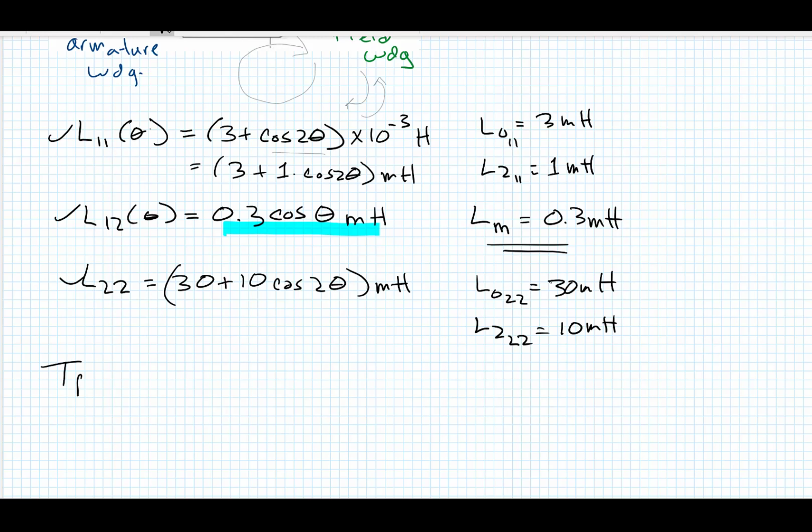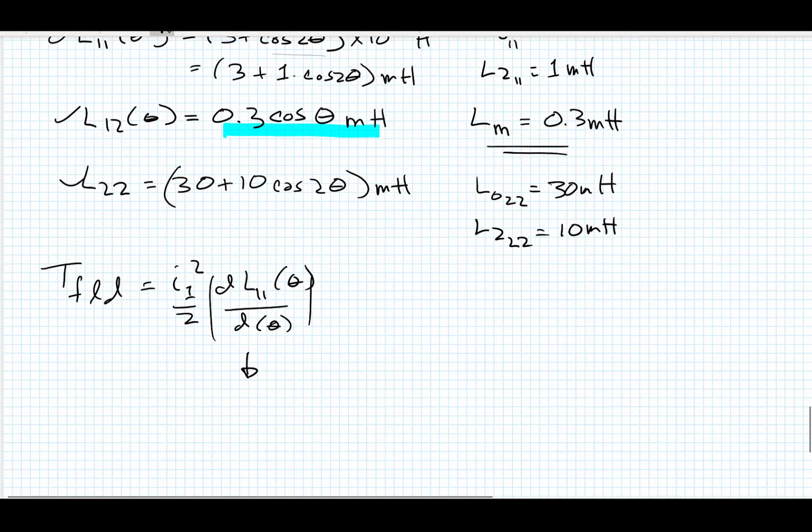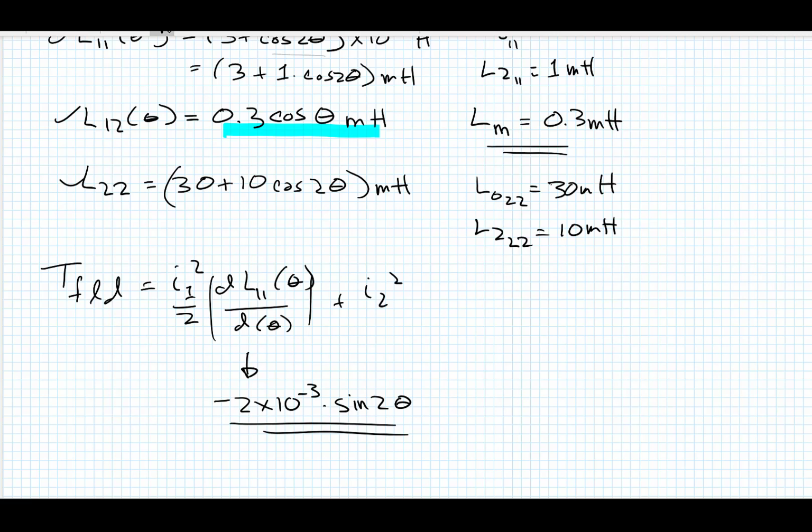So the torque expression here ends up being, since you were given the inductances and both of the currents, I1 squared over 2 times the derivative of this, which ends up being, for example, minus 2 times 10 to the negative 3 sine of 2 theta, plus I2 squared over 2 times, and I don't mean to make it look like an absolute value, the derivative of the self-inductance of the other winding.